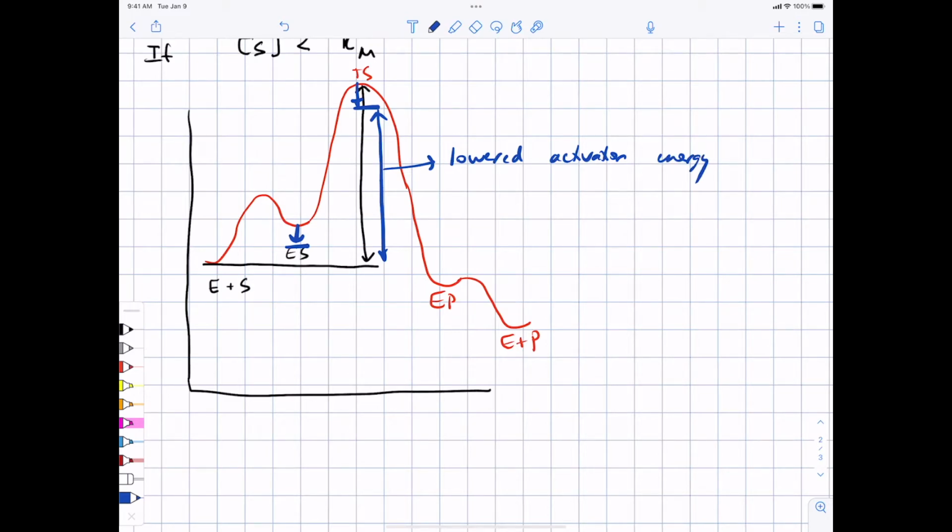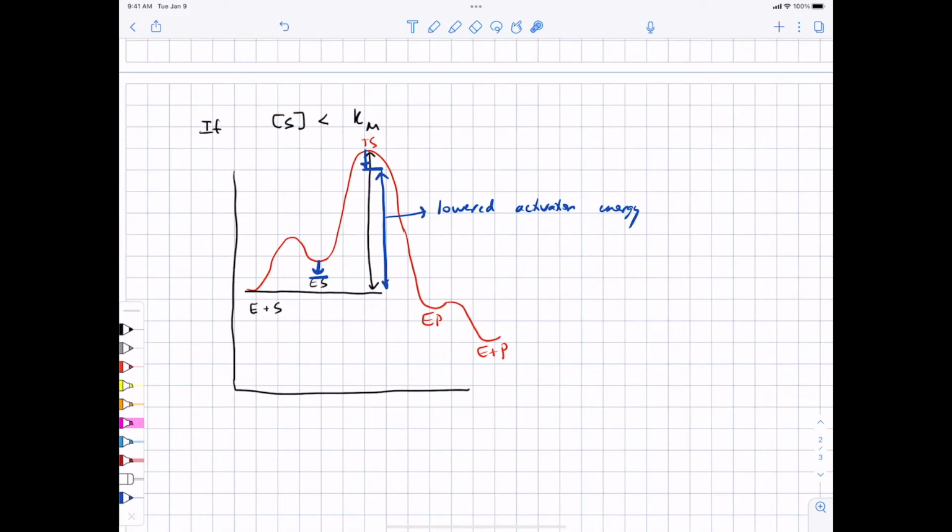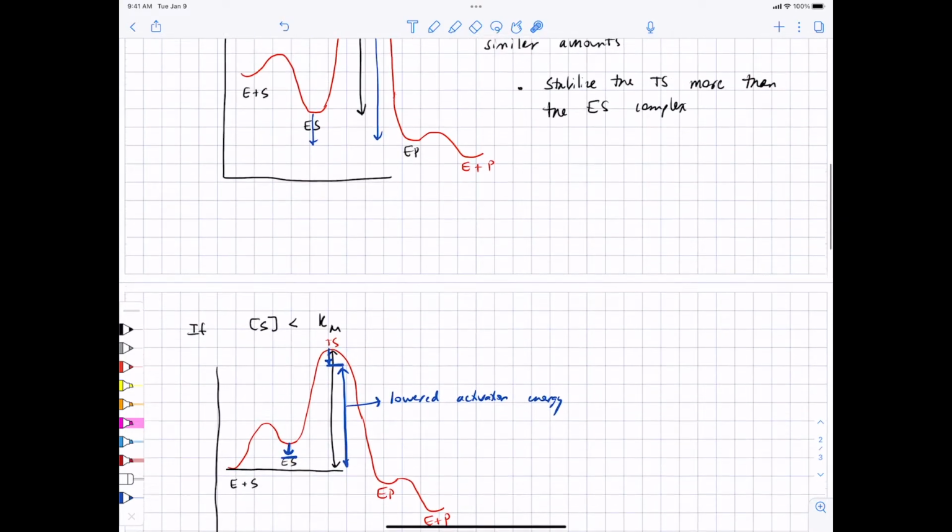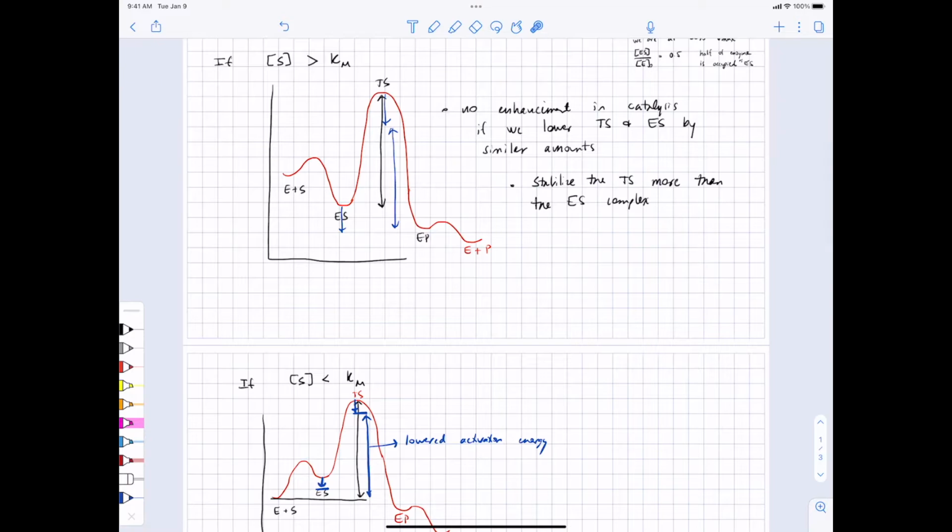So if we're in a situation where substrate concentration is lower than Km, if you lower the free energy of the transition state and the enzyme substrate complex by the same amount, you're going to get an enhancement in catalysis. But that stops happening once your enzyme substrate complex is equal in energy to the starting materials. Okay, so this gives you a sense for what evolution is going to do. Beyond a certain point, there's no need to dramatically improve the affinity of the enzyme for the substrate, because that doesn't necessarily make you a better catalyst.